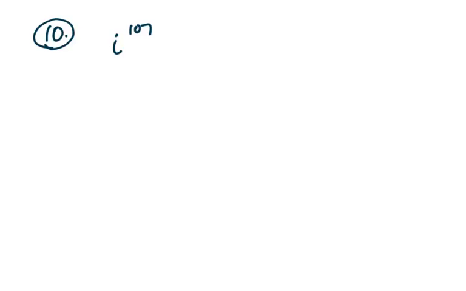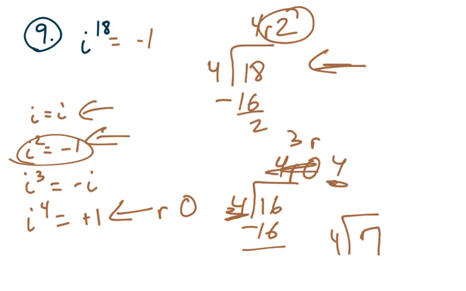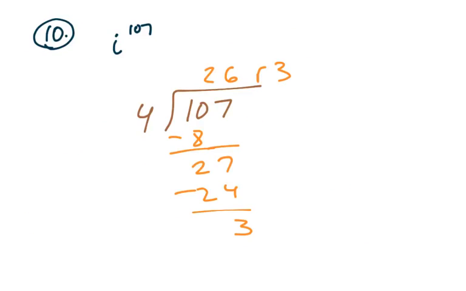Go ahead, pause the video and try this real fast. I'm going to assume that you've done so. All I'm telling you to do is just take 107 divided by 4. We know that 4 goes into 10 2 times. It gives me 8. This becomes 27. This is 6 with a remainder of 3. So what this means now is that when I look over here, I'm going to go to the third one, which is negative i.